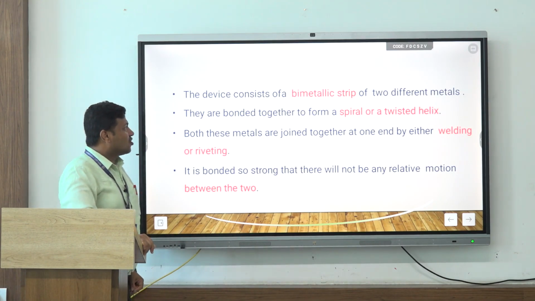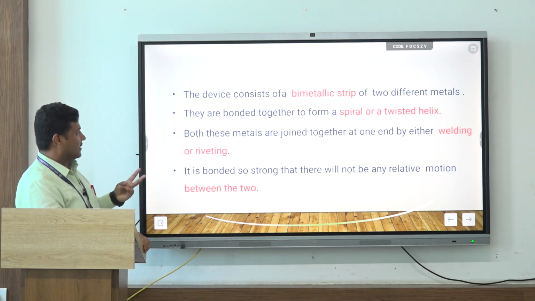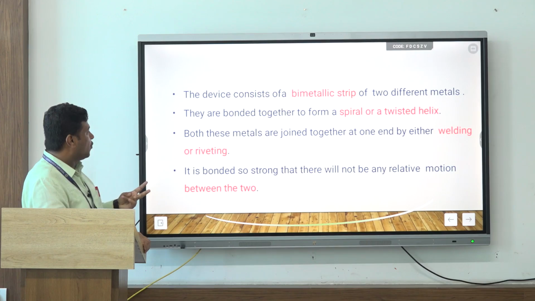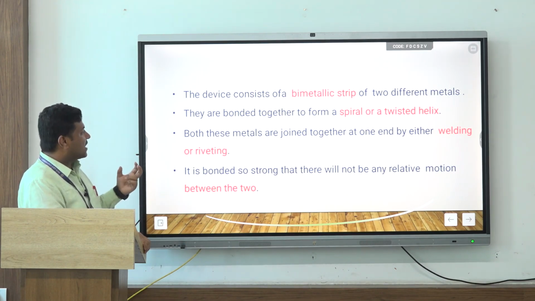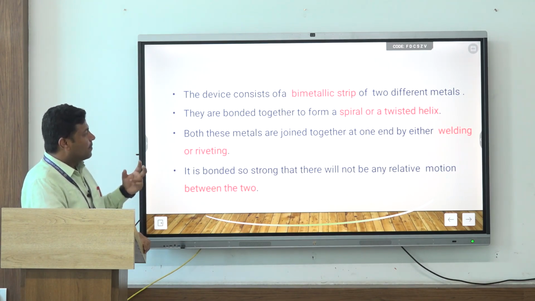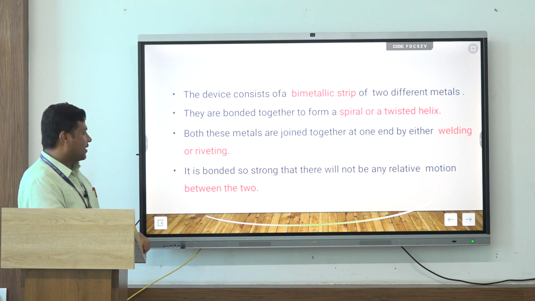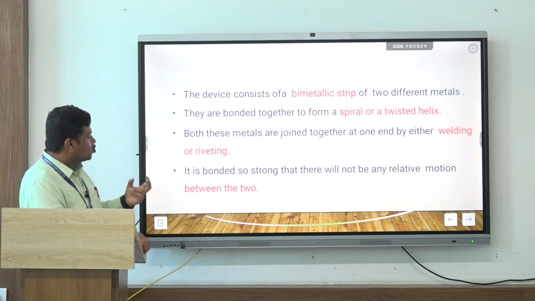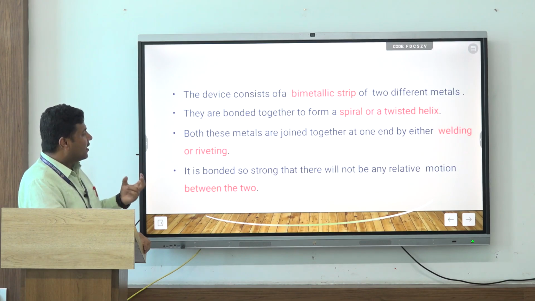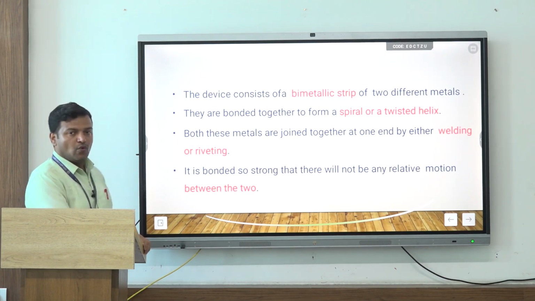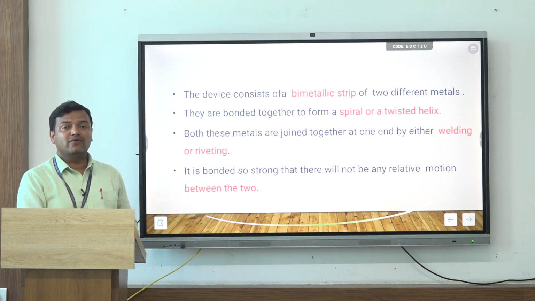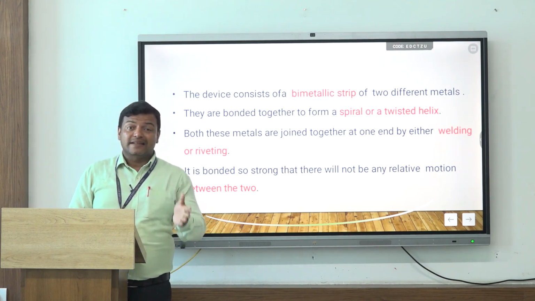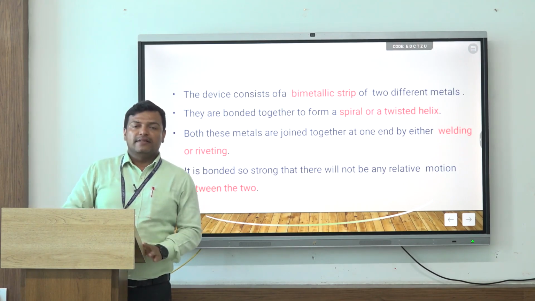The device consists of a bimetallic strip of two different metals. As I told you earlier, they are bonded together to form a spiral or twisted helix. Both these metals are joined together at one end by either welding or riveting. It is bonded so strongly that there will not be any relative motion between the two. When you are going to measure the temperature, that bonding should be strong. Otherwise, it will not read the particular temperature accurately. There will be error.